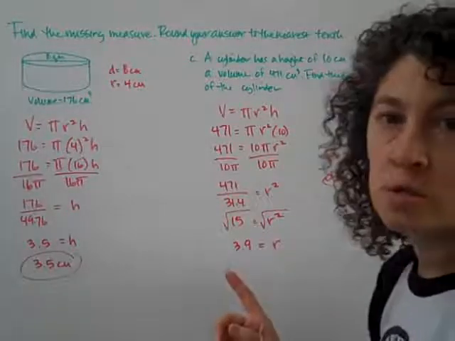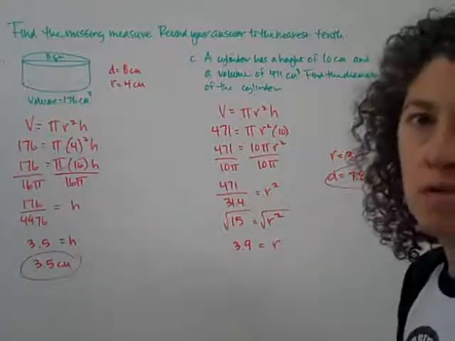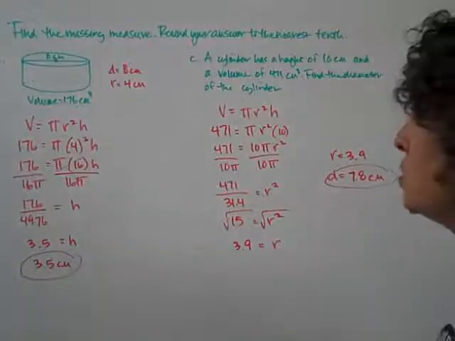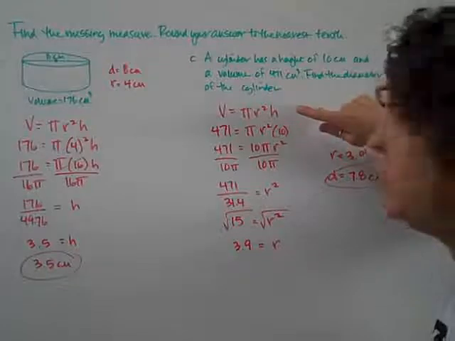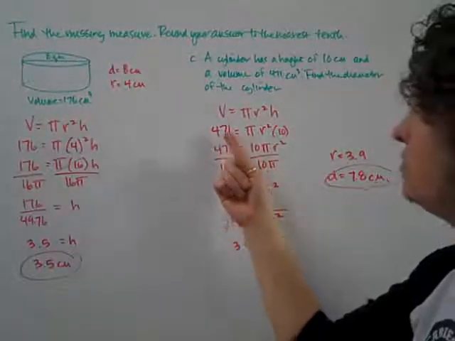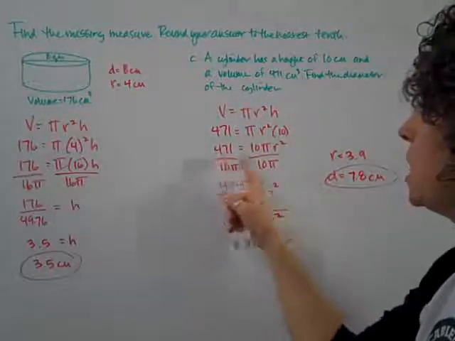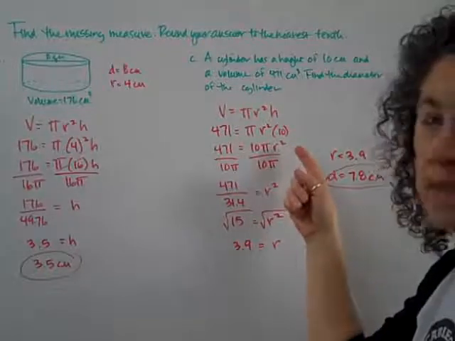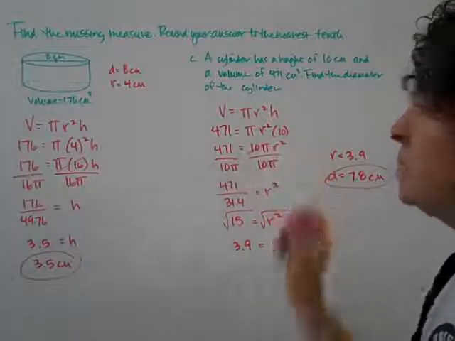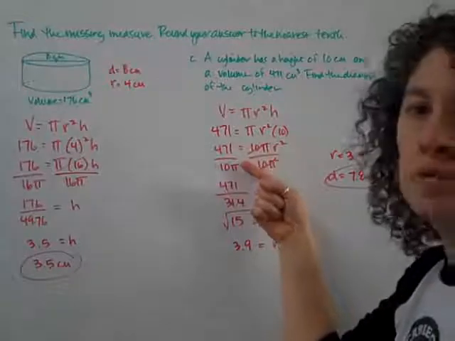All right, last one we've got is a word problem. A cylinder has a height of 10 centimeters and a volume of 471 centimeters cubed. Find the diameter of the cylinder. So again, we start with our formula. Next, I substitute. So I have 471 for my volume equals pi r squared. I've got the height in there of 10. Next, we want the radius by itself here, so I'm going to divide by 10 pi. So the 10 pi and the 10 pi here cancel each other out. On the other side, I'm left with 471 over 10 pi.